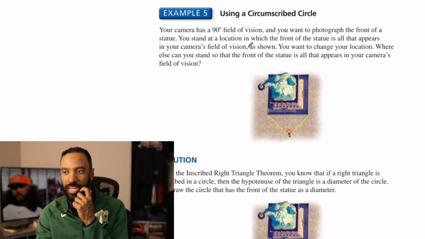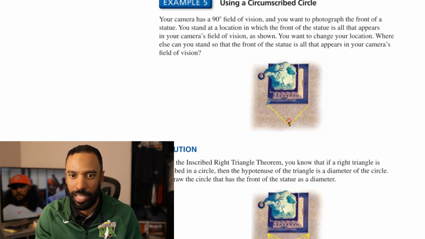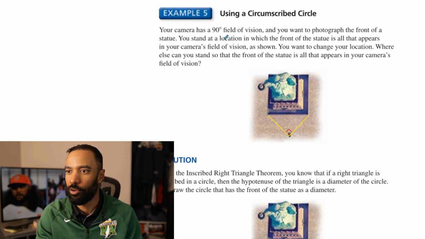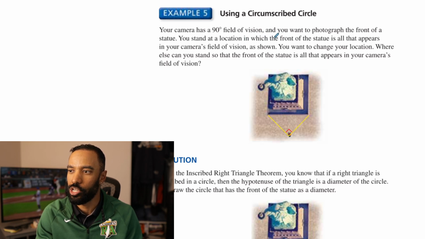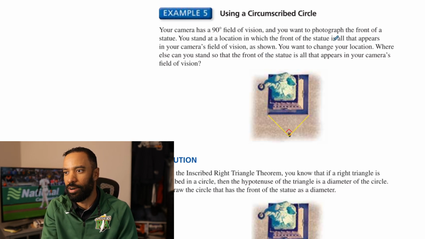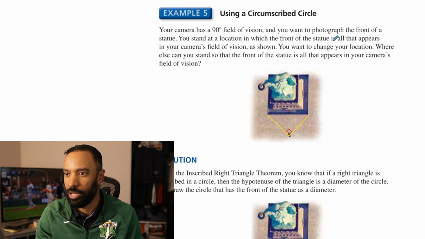Your camera has a 90-degree field of vision. That's shown right there. So the camera's shooting out, and this is what you can see from it. And you want to photograph the front of a statue, like the Statue of Liberty. You stand at a location in which the front of the statue is all that appears in your camera's field of vision, as shown right at the ends. You want to change your location. Where else can you stand so that the front of the statue is all that appears in your camera's field of vision?